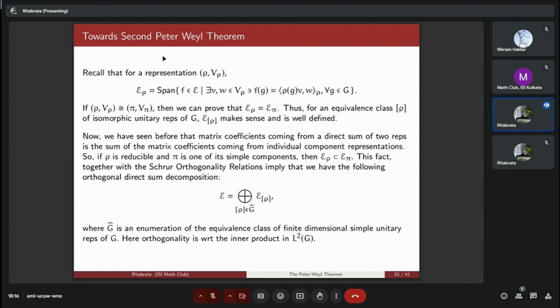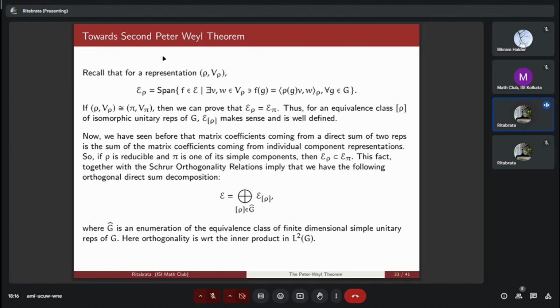So we recall some of the things that we did before. For a representation rho, eta rho was the span of f in V such that there exist v, w so that f(g) is the inner product of rho(g)v, w. That is, all matrix coefficients coming from the representation rho.